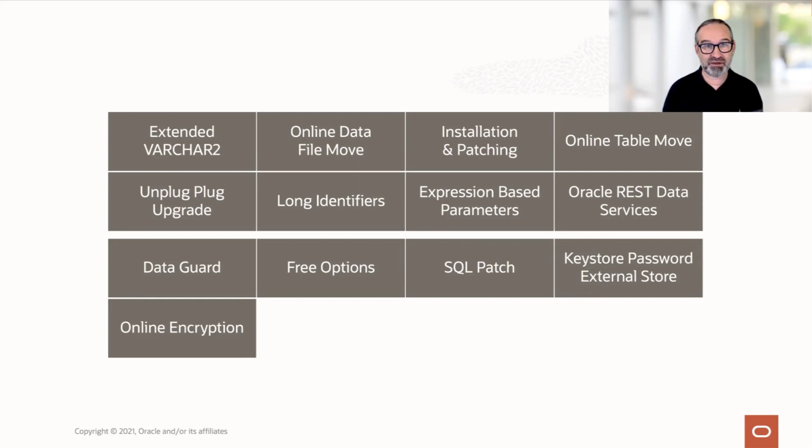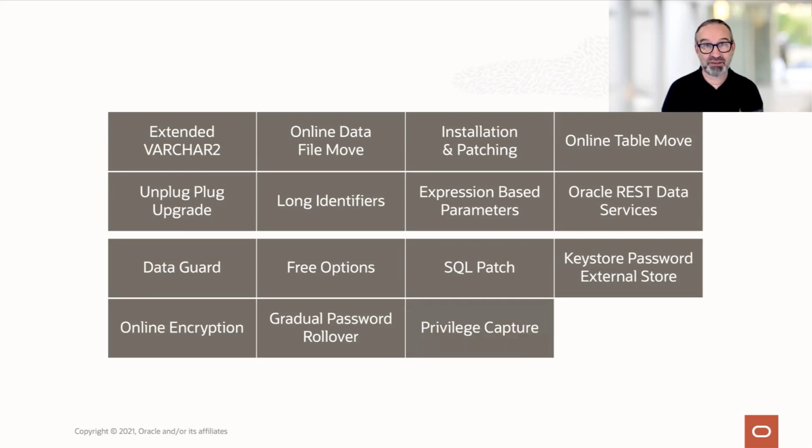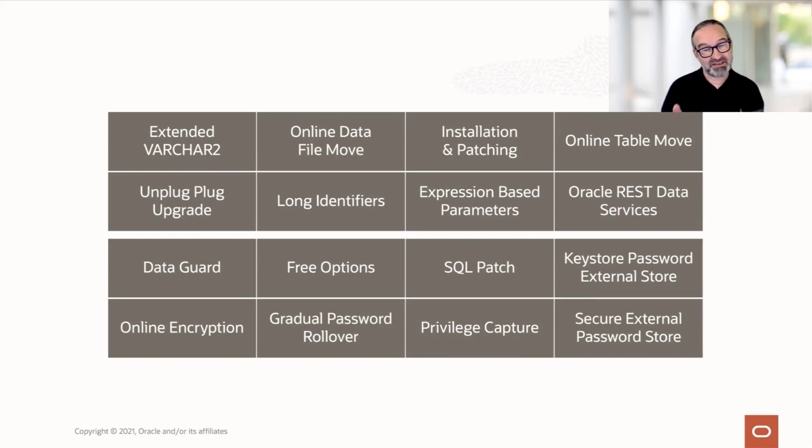Cool feature since 12.2.0.1. Gradual password rollover, another new cool feature in 21c. Privilege capture, Enterprise Edition part since 12.2.0.1. And finally, something extremely useful, the secure external password store. Maybe the oldest feature in the entire presentation today. We still have 10 features left, so we won't cover them today, of course not, but maybe in a few months we'll do a second part of cool features, not only for DBAs.